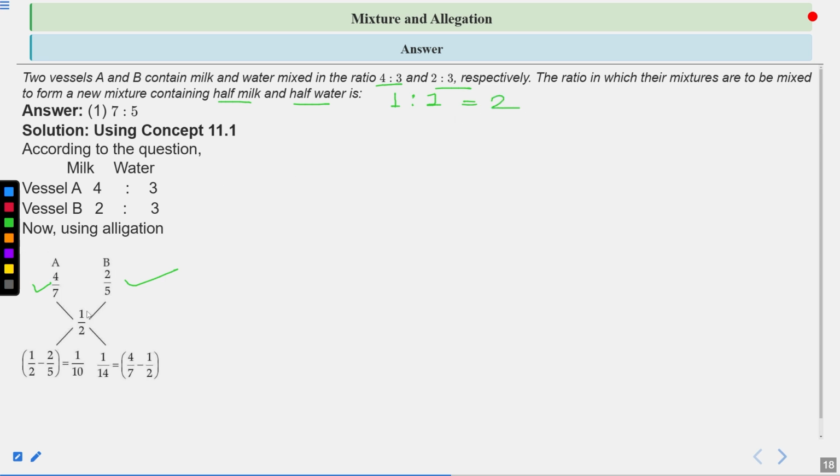So we use the alligation. The average should be equal to 1/2. Now we apply the alligation and we get the ratio. So the ratio we get is 14:10, and when we simplify it, we get 7:5. So the first one is the correct answer of this question. Next one.